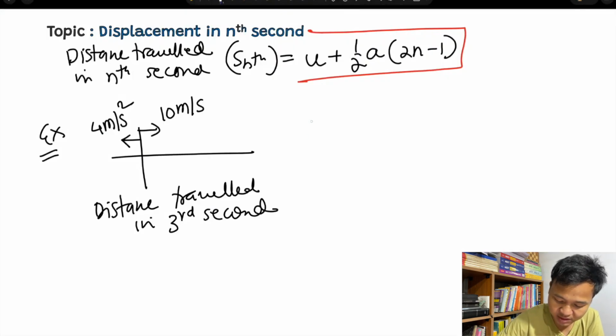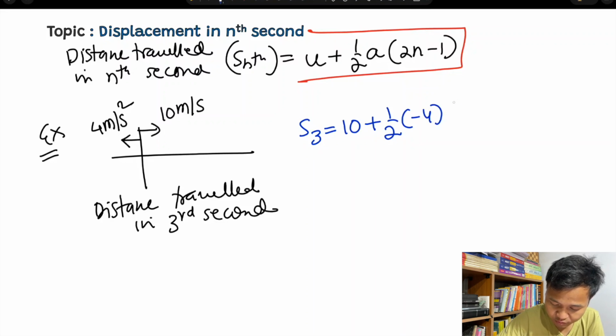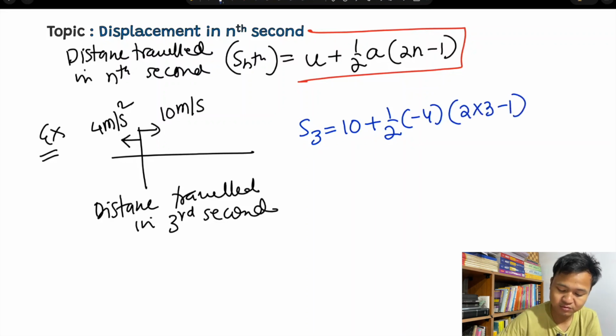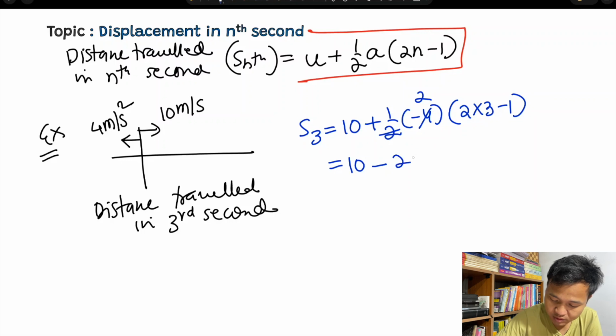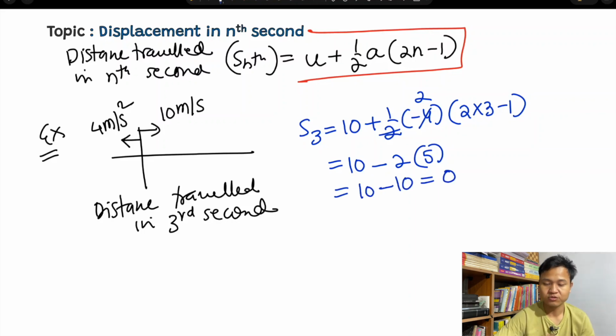If I directly apply the formula S at third, this is 10 plus half into minus 4 into 2 into 3 minus 1. As it is minus 4, you can tell it is a deceleration. So 10 plus, now I will have minus 2 times 4, so 2 into 2 threes are 6, minus 1 is 5. So here 10 minus 10, so this is equal to 0. So is it possible? The distance in the third second is 0? This is not correct, this is not the distance.